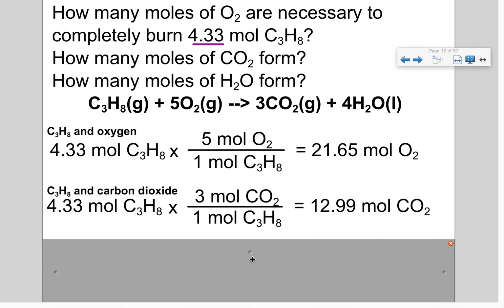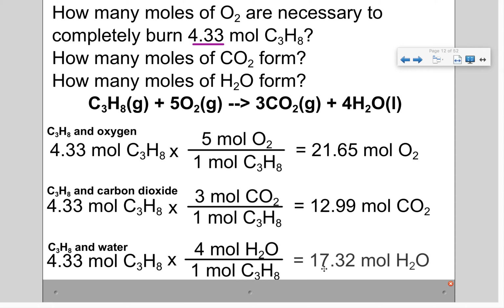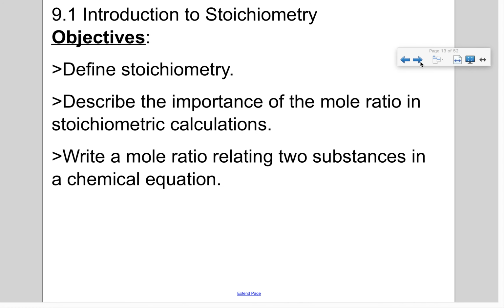Don't worry about sig figs. What if I want to figure out how many moles of water can form? Start with what you're given. Look at the mole ratio. C3H8, 1 better be on the bottom because that's what I'm in. I'm going to water. 4 is going to be on top. 4.33 times 4 divided by 1, approximately 17.32 moles of H2O.